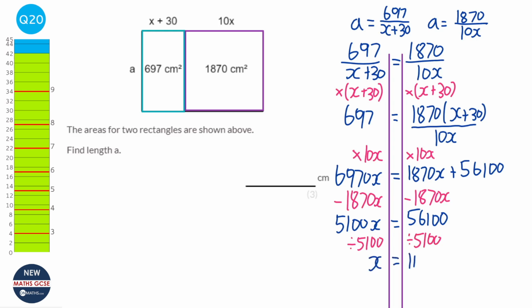So now we know x is 11, we can pick one of the equations that we had at the start, and I'm just going to pick the first one, and we can just feed in the value of x. So a equals 697 over, instead of x, it's going to be 11 plus 30. And when you do that, you get the answer of 17.